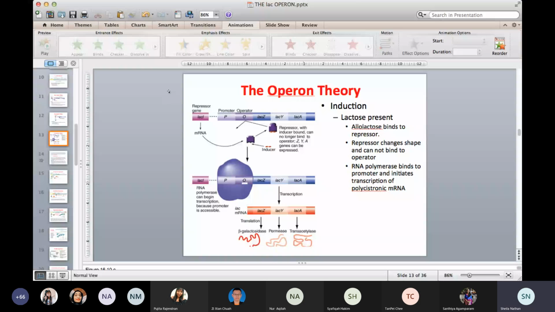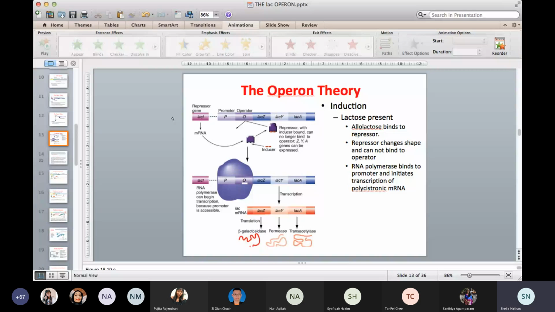Beta-galactosidase is to hydrolyze lactose. Permease is to transport lactose from outside the cell into the cell. And trans-acetylase, what does it do? It adds acetyl groups. Why the need for these added acetyl groups? At the moment, nobody knows. All right, so now I have a question for you.